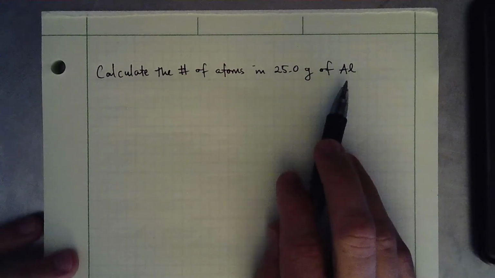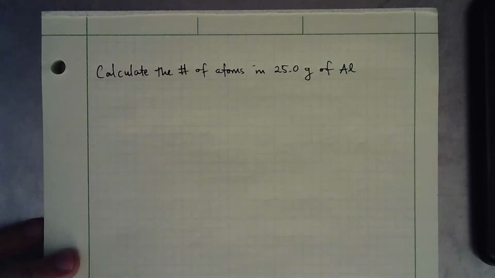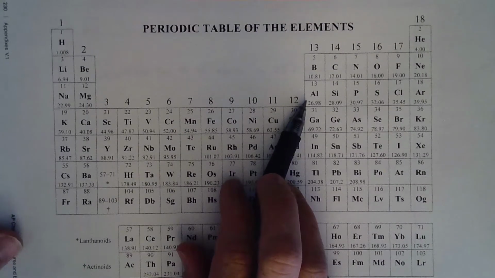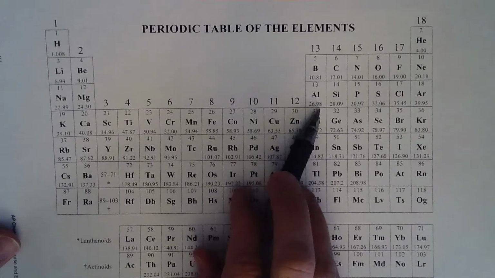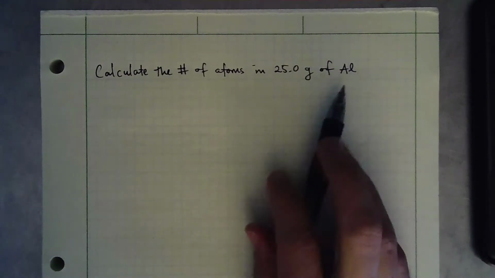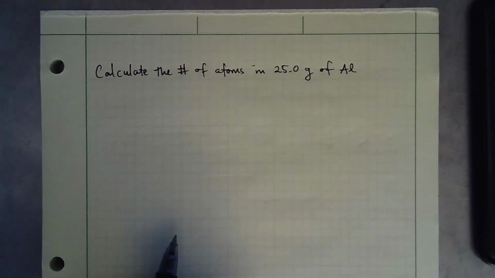So I recognize that aluminum is an element on the periodic table. So I'm going to go ahead and use its abbreviation, Al. Here it is on the periodic table, capital A, lowercase l. That number there is going to become important to us a little bit later. So yeah, I'm used to abbreviating things. So that's capital A, lowercase l for aluminum. Okay, so here's our prompt. Calculate the number of atoms in 25 grams of aluminum.